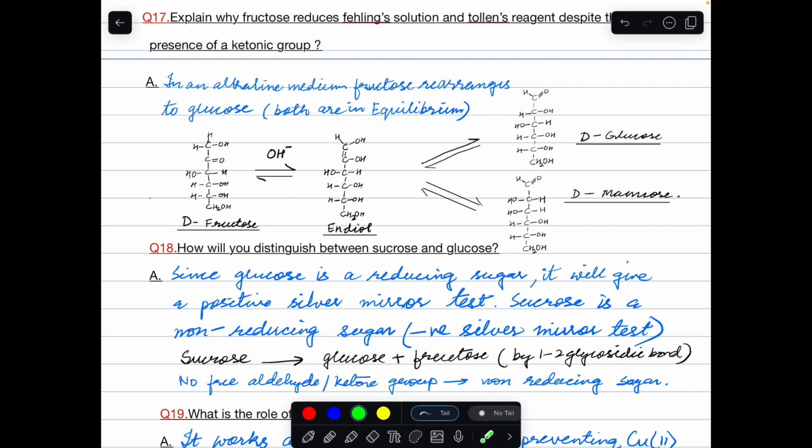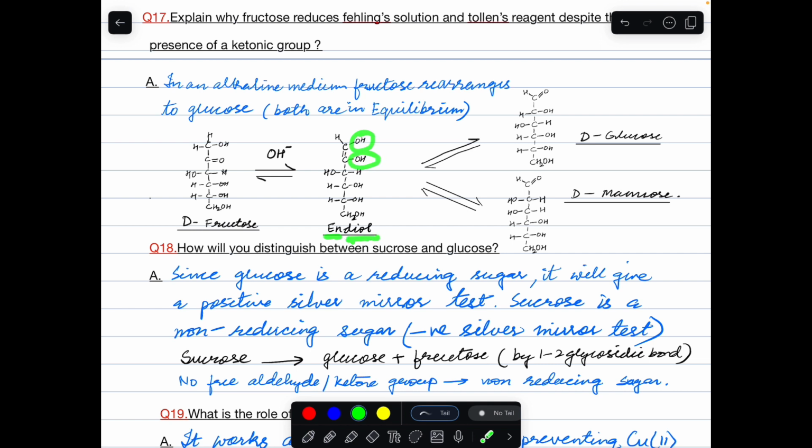This is your D-fructose. It has a ketonic group. This carbon is not capable of undergoing oxidation like an aldehyde carbon. But what will happen is this D-fructose will first get converted into the enediol form. This is what we have here. We have a double bond between the first and second carbon, therefore it is ene, and we have OH on the first carbon and OH on the second carbon, therefore we write diol.